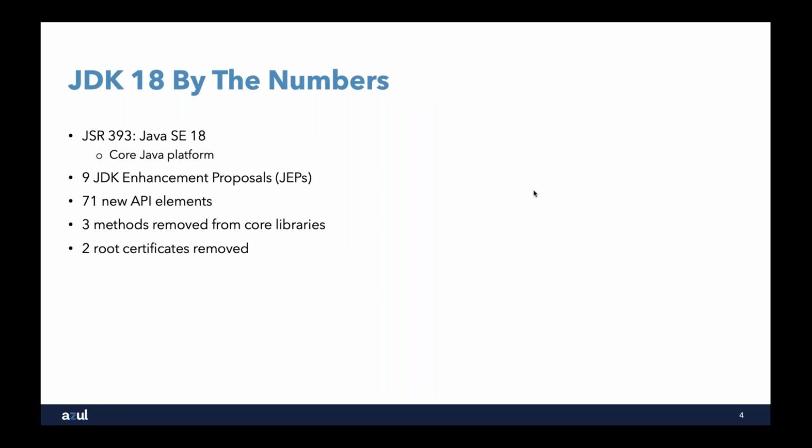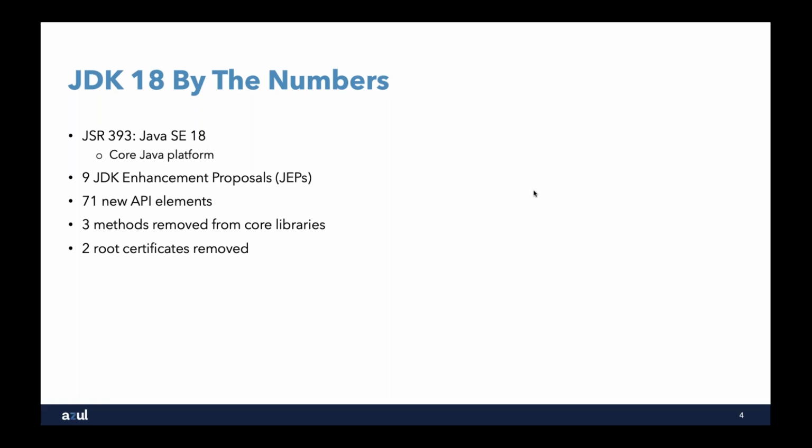Now, I did a sort of survey of JDK 18 by the numbers. First of those is JSR 393, which is the Java specification request, the standard, if you like, for Java SE 18, core Java platform. And it has a JSR which contains 3 specific things. You've got the Java language specification, you've got the Java virtual machine specification, and you've got a definition of the standard class libraries, which must be included in a distribution in order for it to be called Java.